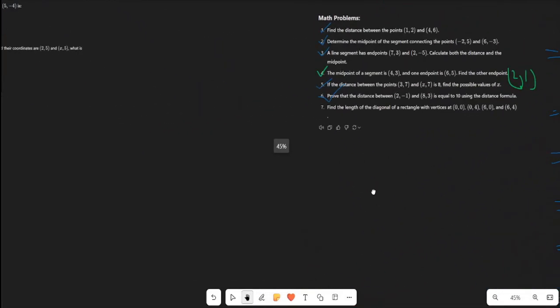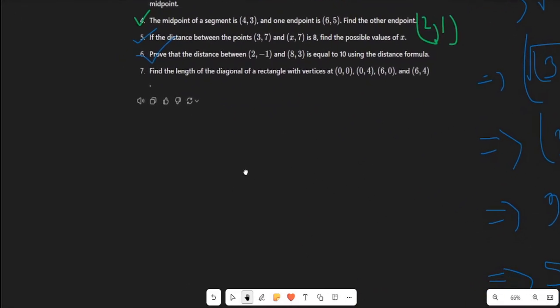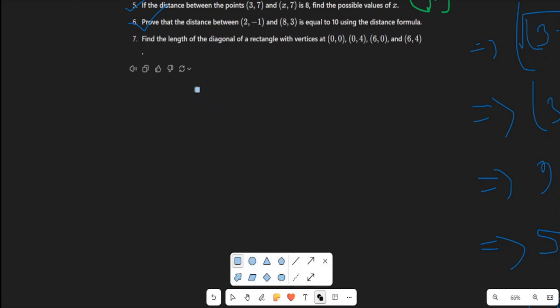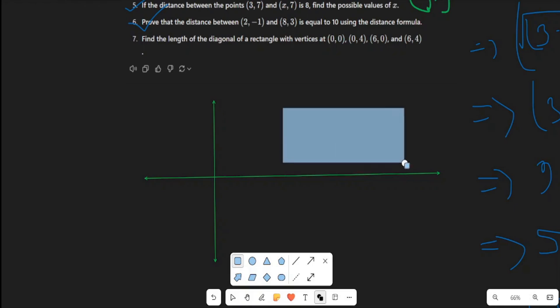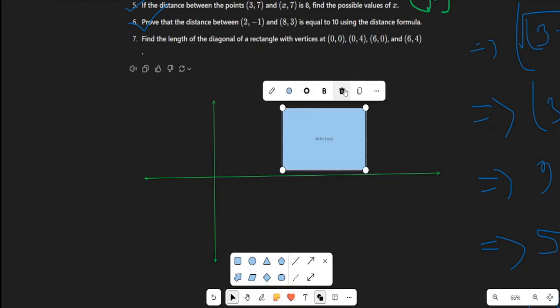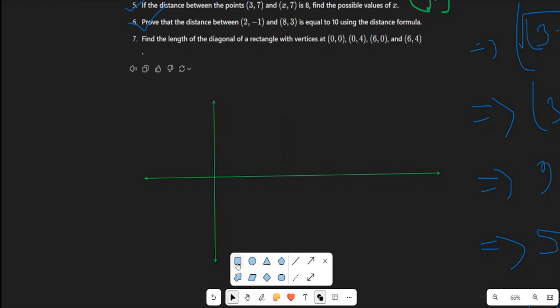Now we are going to do this here. Find the diagonal of a rectangle with what? Let's draw a rectangle at first. There is no minus value, so the whole thing will be inside this. This is a rectangle, so no worries. Okay, wait. So it is 0 0, 0 4, 6 0 and 6 4. 0 0, 0 4, 4 units, and there's 6 0 and 6 4. Okay, this is the figure. Now we have drawn the figure.